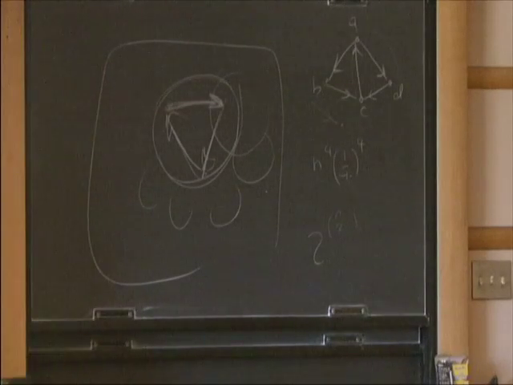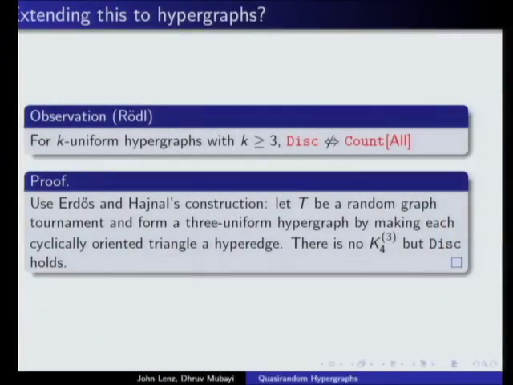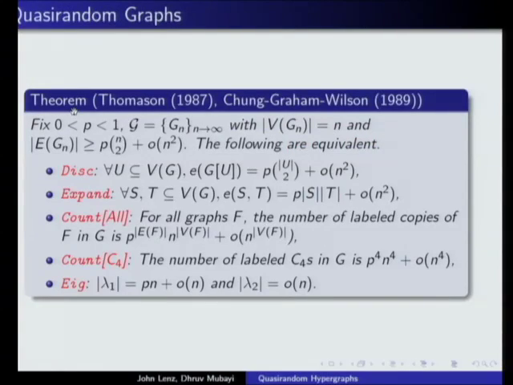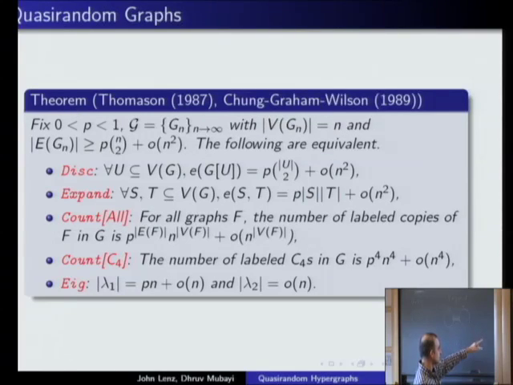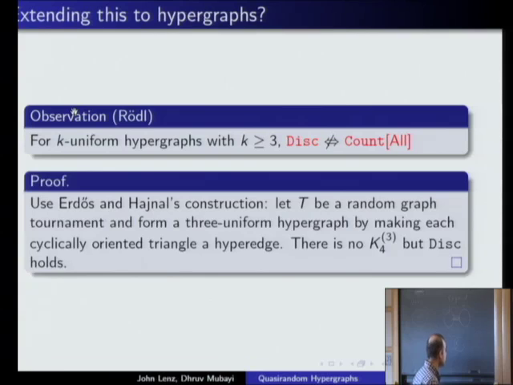Okay, so this construction, and this is what this whole talk is about, is this hypergraph. It's sort of random, but not too random. And that's sort of the moral of the story here. Okay, so we cannot write a theorem just like this, because disk and count all are not equivalent. So that's the one issue that has to be addressed.